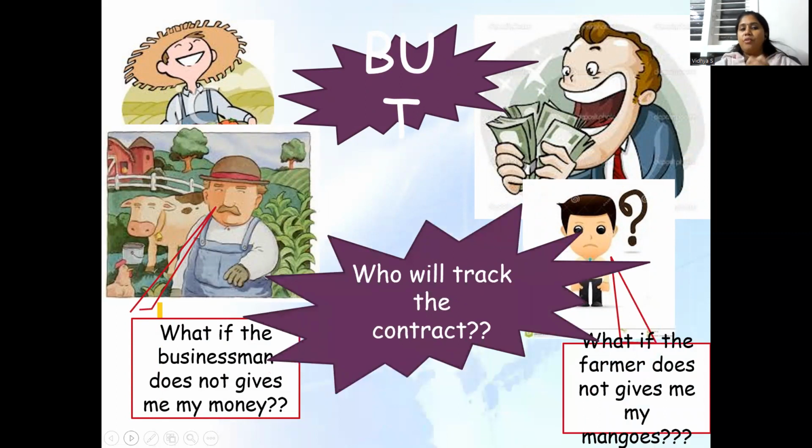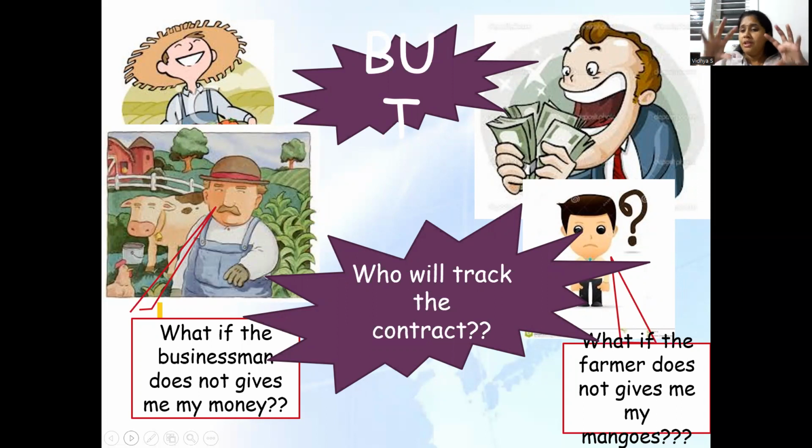Now both will be happy. One side is ready to give the mangoes, and the other side is ready to give the lesser amount of money. But both have a tension: what if the businessman does not give me money? What if the farmer does not give me mangoes? Who will track the contract? Here is where who will track the contract comes into the example.